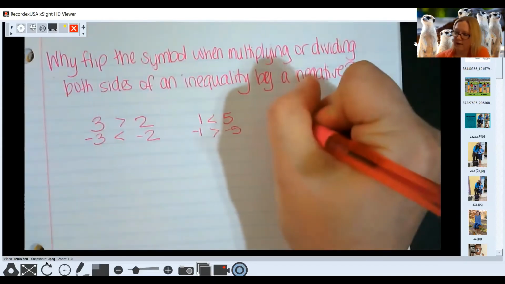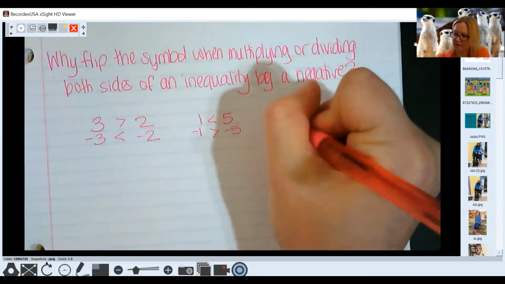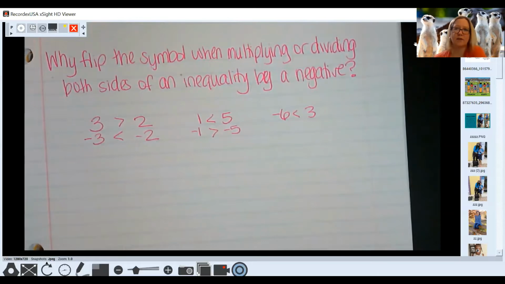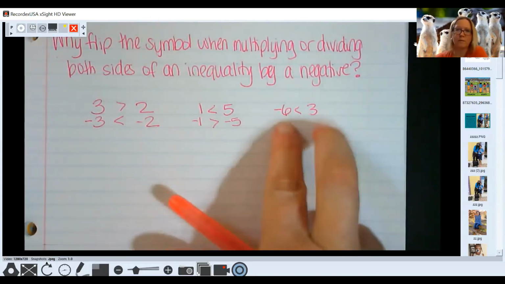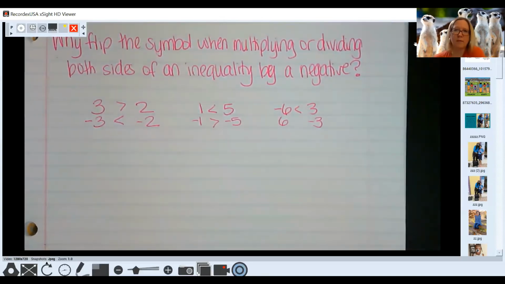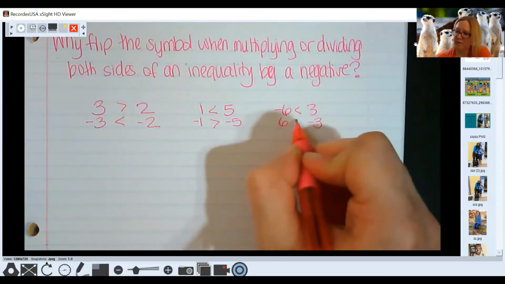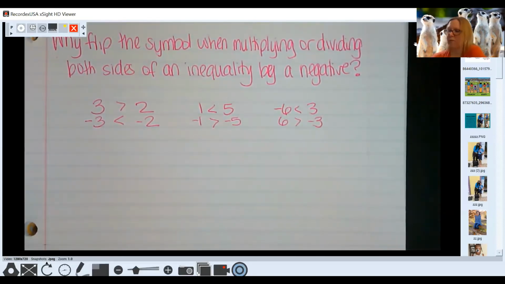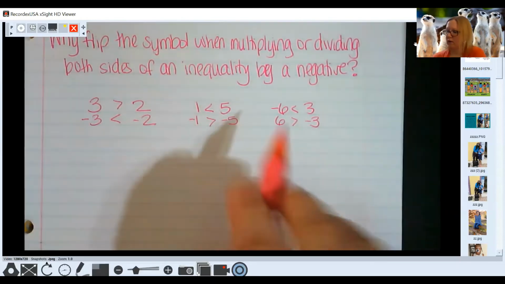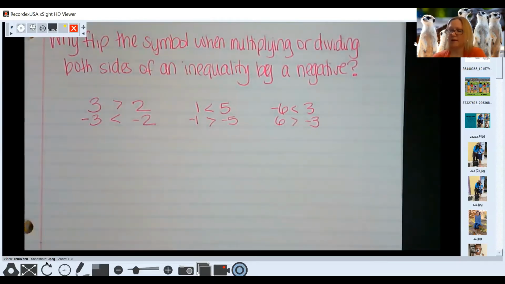Another example, if I look at -6 and 3. I know that -6 is less than 3, but if I multiply those both by -1, I get +6 and -3, so they're both opposites. And again, that's another example when I would need to flip the symbol. And with multiplication and division, just keep in mind they're inverses of each other, so it would be the same if I divided both sides by a negative value. Anytime we multiply both sides of an inequality by a negative, we have to reverse that symbol.